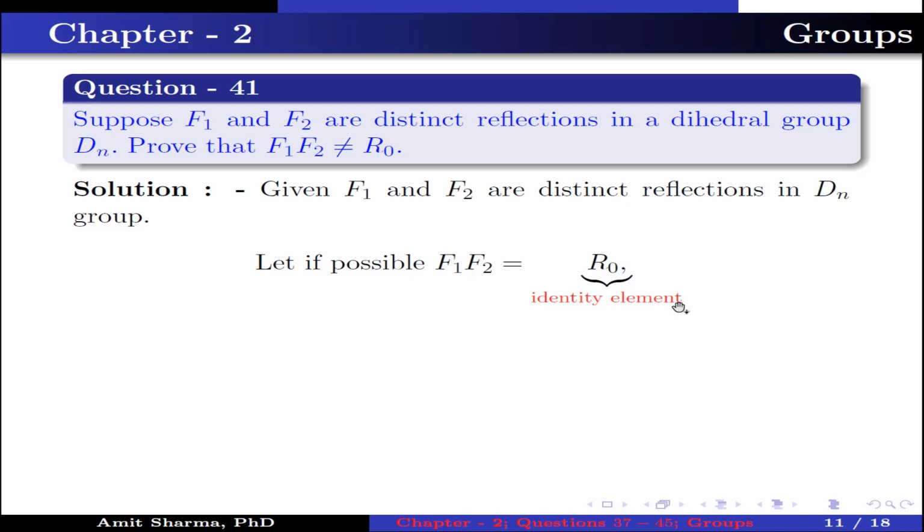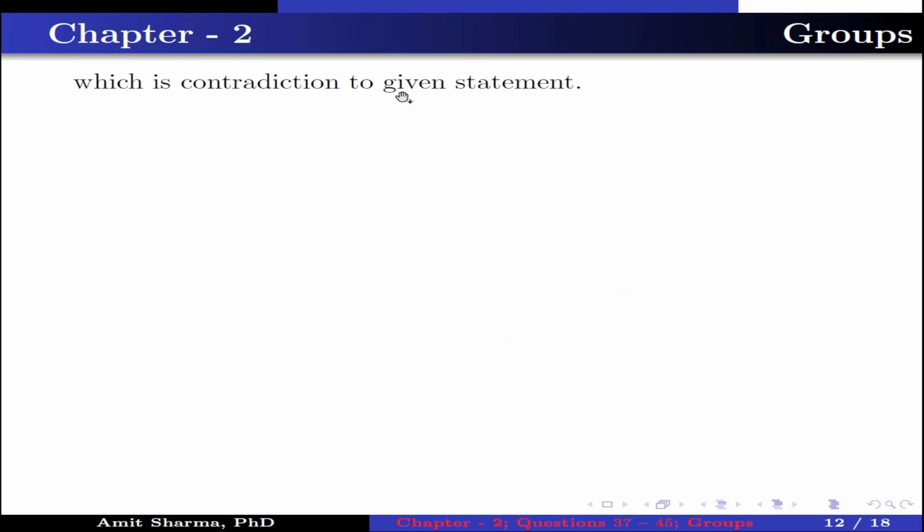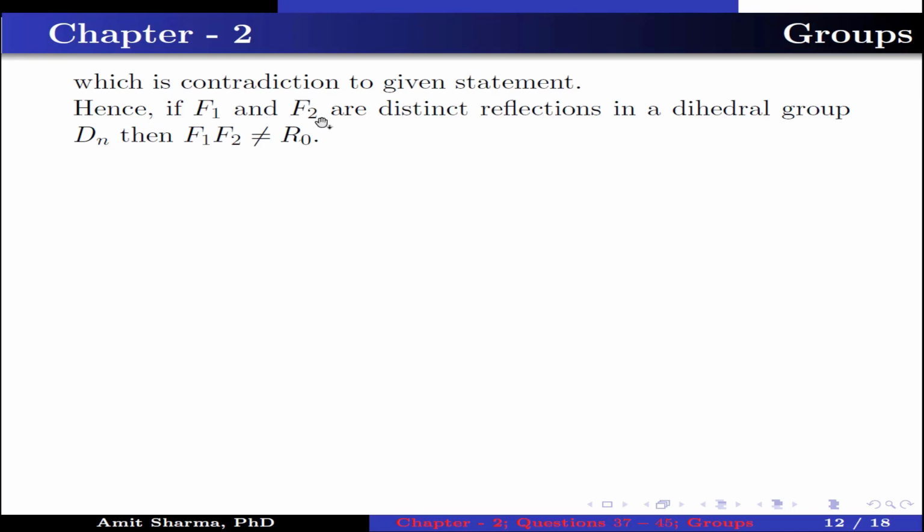Now multiply F2 inverse on both sides, we get F1 into F2 inverse is equal to R0 into F2 inverse. Here F2 into F2 inverse is identity and F1 into identity is equal to F1, and R0 into F2 inverse is equal to F2 inverse. This implies F1 is equal to F2 inverse. Since F2 is a reflection, F2 inverse can be written as F2. This implies F1 is equal to F2, which is a contradiction to the given statement because these are given distinct reflections. Hence, if F1 and F2 are distinct reflections in the dihedral group, then F1 into F2 is not equal to R0.